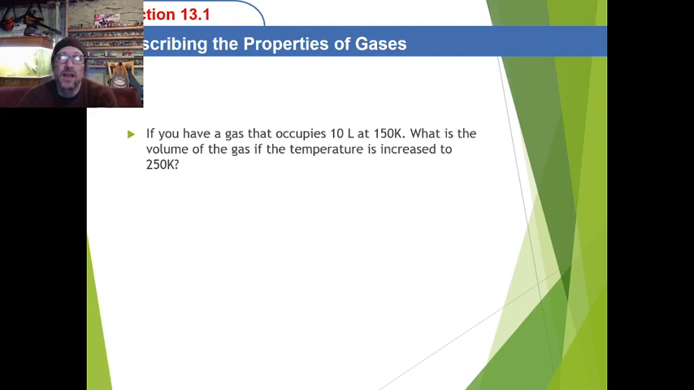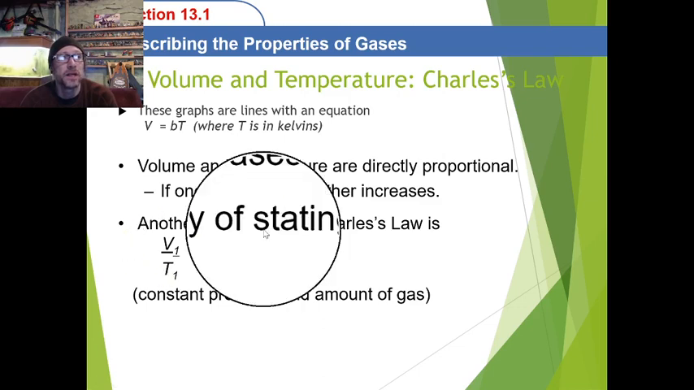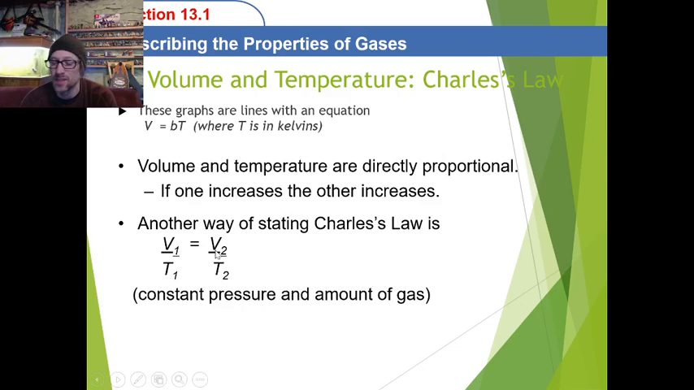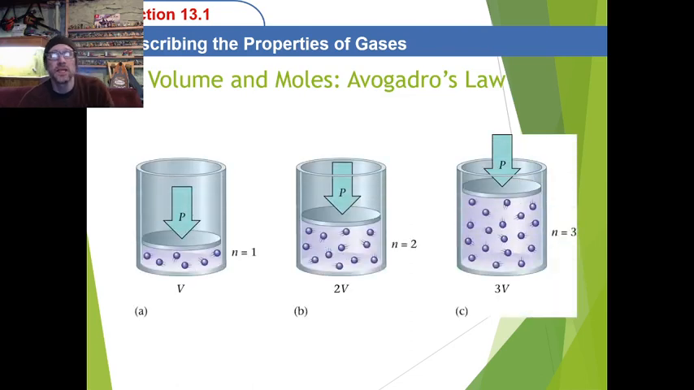If you have a gas that occupies 10 liters at 150 Kelvin, what is the volume of the gas when the temperature is increased to 250 Kelvin? So I've got V1 and T1, and I've got T2. Again, if I go back to this equation, all I got to do is plug those numbers in, solve for my missing variable, and move on to the next practice problem.